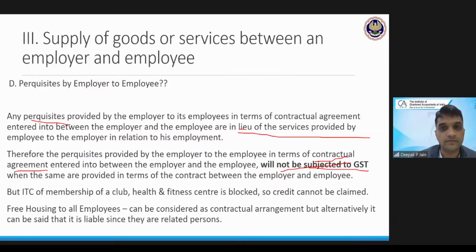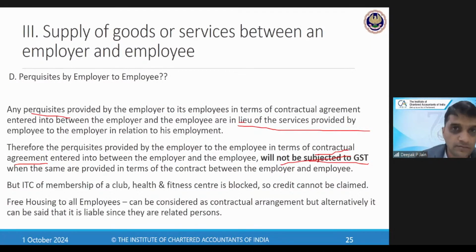Sir, why is ITC of membership of club and health and fitness kept under the blocked credit? See, the blocked credit itself has so many items, but there is no logic why they have kept them. The lawmakers decided that they have to keep it over there, so they have kept it. There is no logic why they have kept, why they have not kept. Okay, sir.